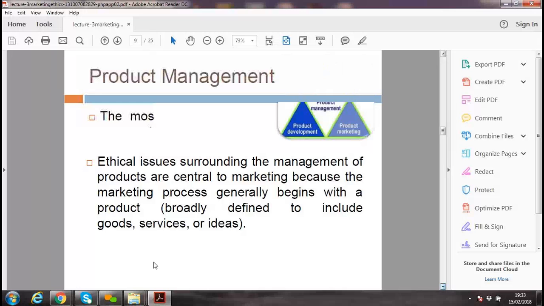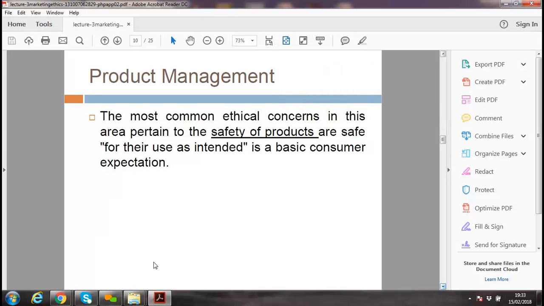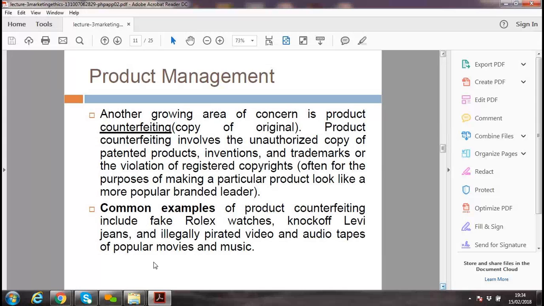It's fine. Product management: the most common ethical concern in this area pertains to the safety of the product. Are they safe? Are they used as intended is a basic consumer expectation. Safety of product means, for example, not selling expired products by putting a new sticker and selling them out of date. So ethically and morally it is our responsibility not to promote those products.